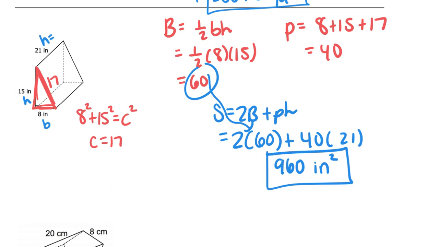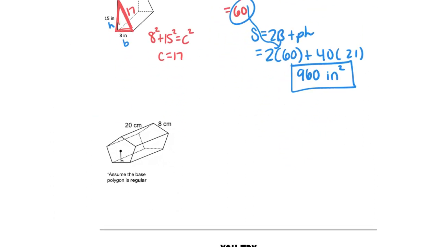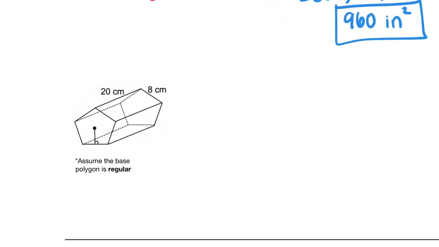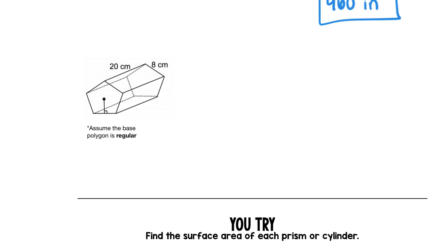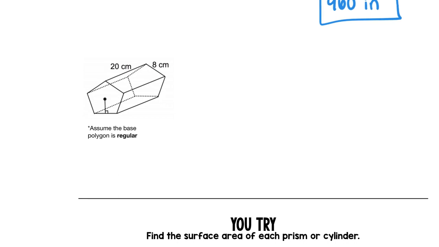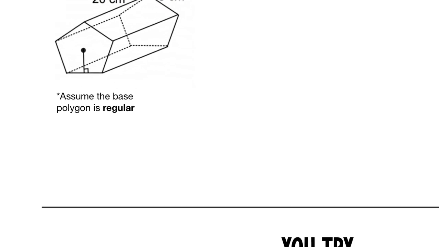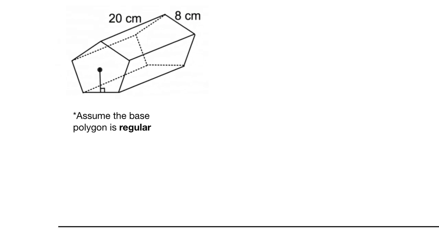And then we just have one more of these. So on this one, another regular polygon. It says assume the base of the polygon is regular. Looks like we don't have the apothem. So once again, to find the base area, we're going to need the apothem. To find the area of that, looks like it's a pentagon. It has 5 sides.